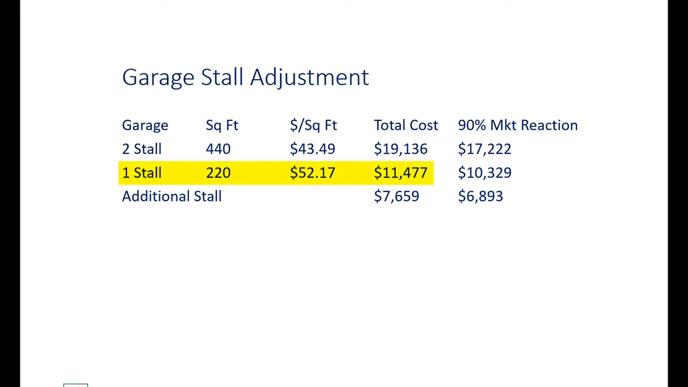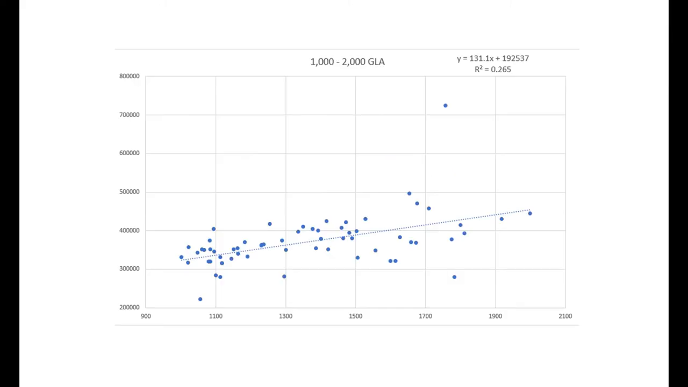The adjustment for no garage compared to a one-stall garage is $10,329. The adjustment from one garage stall to two garage stalls is $6,893. Before we get to a GLA adjustment using depreciated cost, let's look at a scatter plot using sales data to find a GLA adjustment.